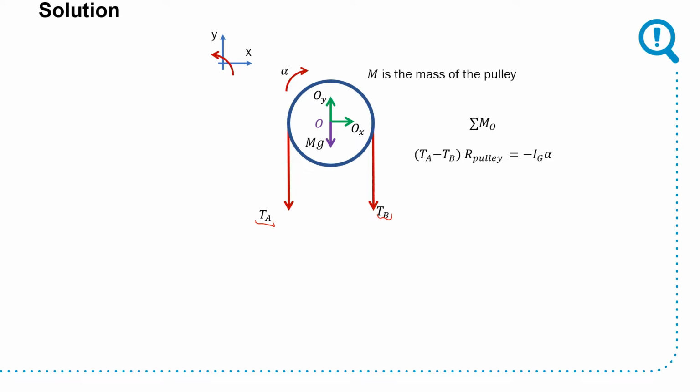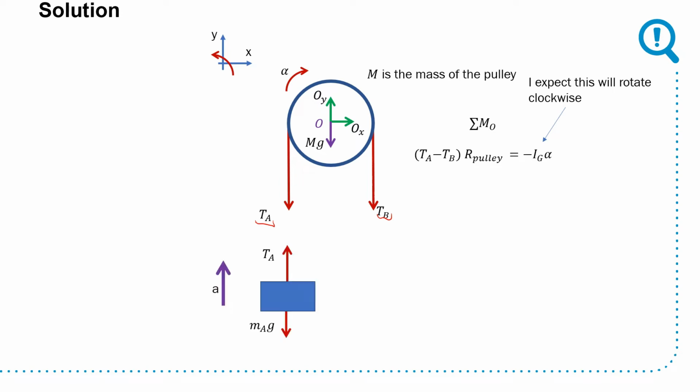Tension A is causing a counterclockwise moment, so that's going to be positive. Tension B is causing a clockwise moment, that's negative, and the radius of the pulley is given. The other terms here are all acting through the center of the pulley, and so they go to 0. So because I expect it to rotate clockwise, Ig alpha is a negative value.